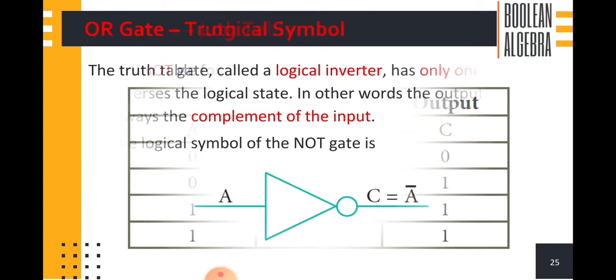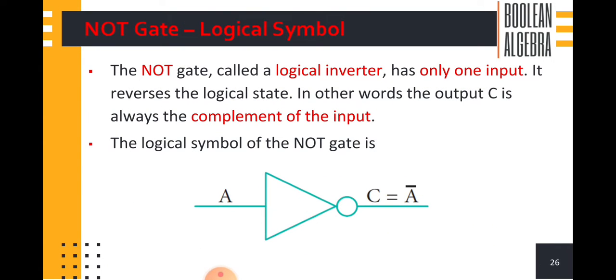Now you can see the NOT gate, the NOT logical symbol. The NOT gate is called a logical inverter. We already discussed the NOT operator. The NOT operator is used to take the complement of the given number. We can also call it an inverter, a logical inverter. It has only one input. How many inputs can you pass? You can pass only one input to the NOT gate, and we get the reverse of that given number as the output.